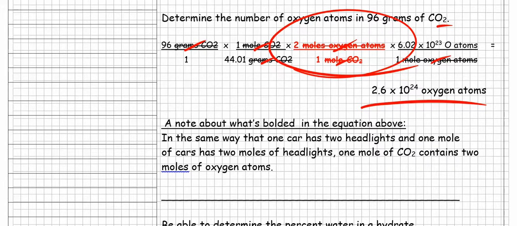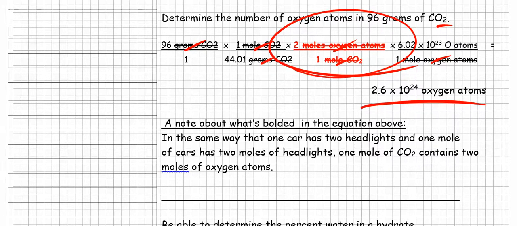Okay, so 1 car has 2 headlights, right? So 1 mole of cars would have 2 moles of headlights. Make sense? What about tires? Let's not include the spare tire. 1 car would have 4 tires, and 1 mole of cars would have 4 moles of tires. All right? Does that make sense? Well, in the same way, 1 mole of CO2 would have 2 moles of oxygen atoms. So that's where that ratio came from. I just wanted to clarify that.